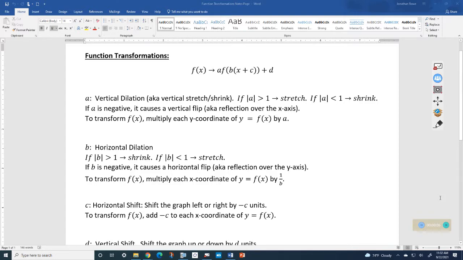We're going to be looking at section 3.5 today, which is about function transformations, transforming all of those parent functions that we learned about in that library of functions from section 3.4.